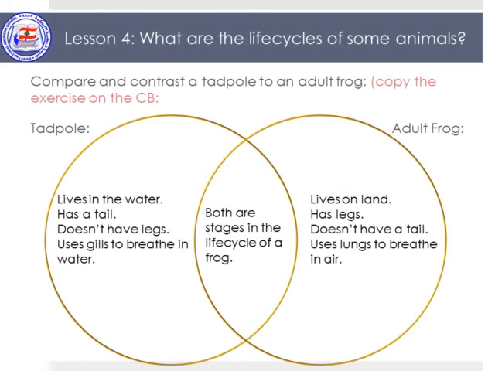Now I need you please to copy the following exercises in your copybooks. Let's start. The first exercise is to compare and contrast a tadpole to an adult frog. So, of course, both are stages in the life cycle of a frog. The tadpole lives in water, has a tail, doesn't have legs, and uses gills to breathe. However, an adult frog lives on land, has legs, doesn't have a tail, and uses lungs to breathe.